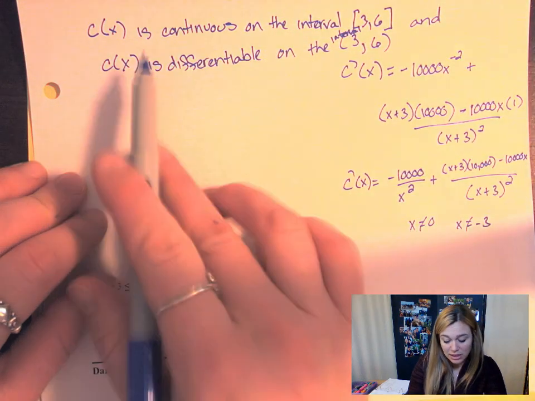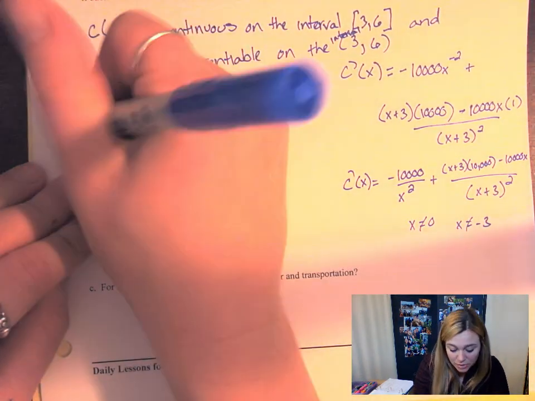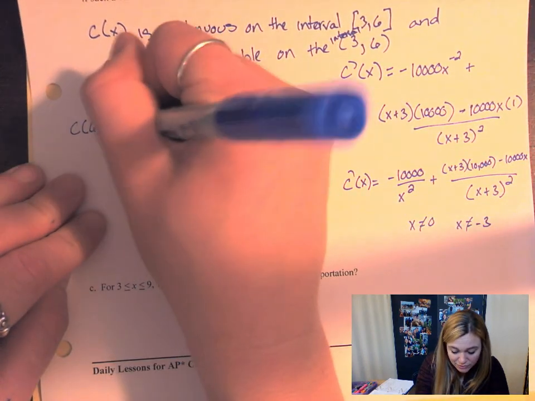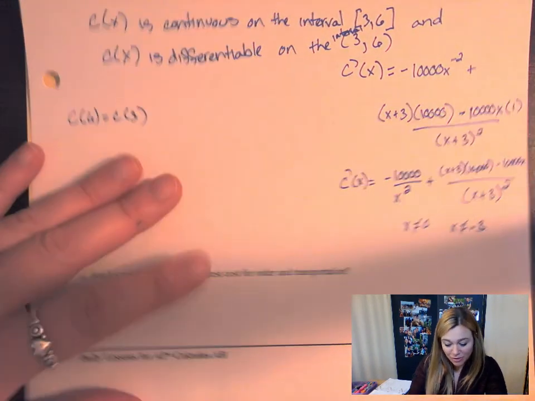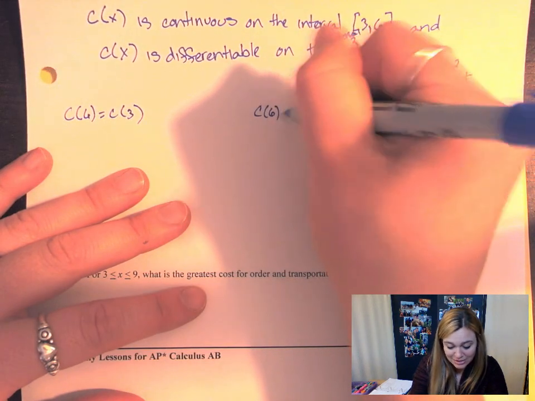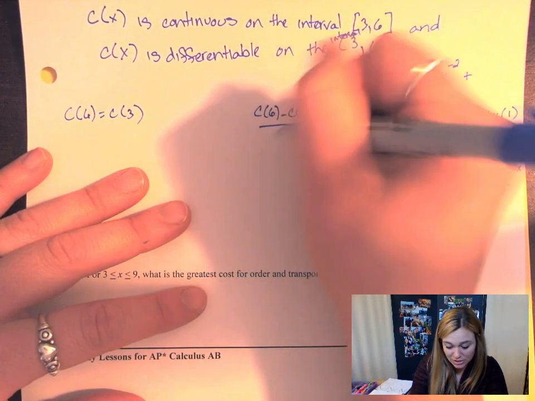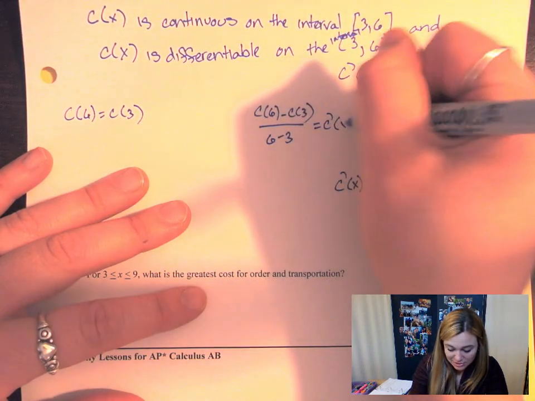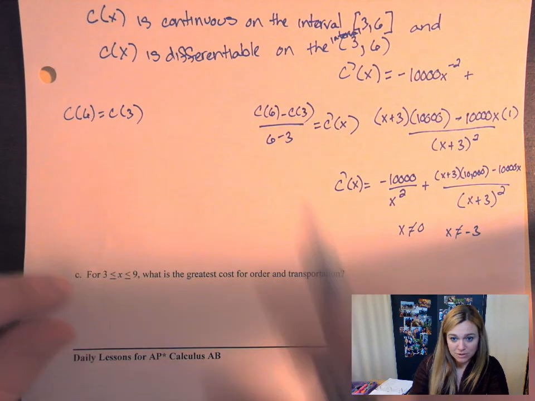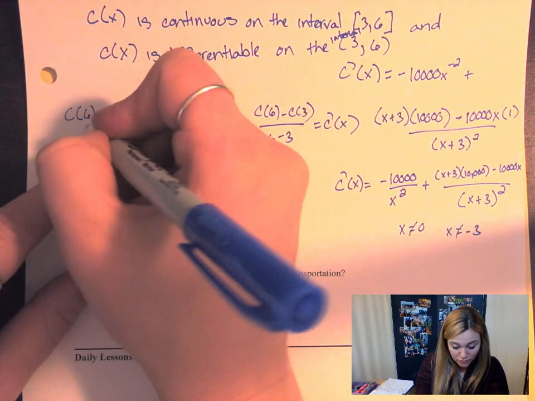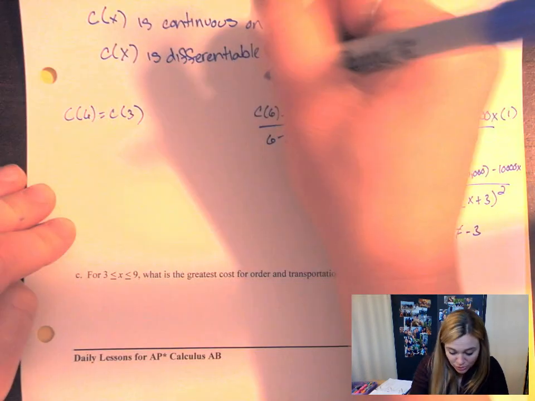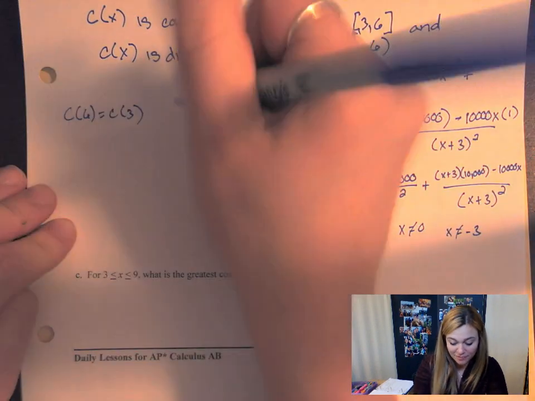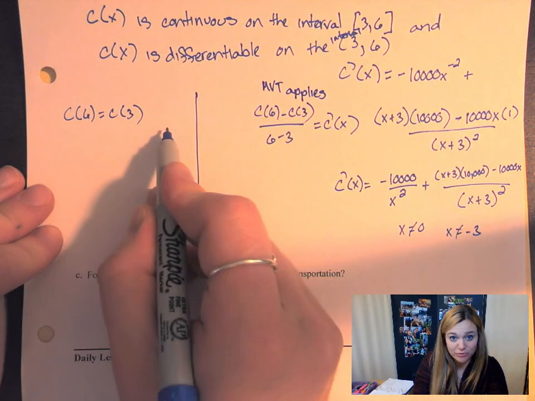If you're doing Rolle's, you would still use continuous and differentiable, but you'd have to say something about c of 6 being equal to c of 3. If you're doing mean value theorem, you'd have to start right away and just say c of 6 minus c of 3 over 6 minus 3 would be equal to c prime of x. So if you're using mean value theorem, this one, you can automatically say MVT applies and then begin work. This one, you have to say this first before Rolle's can be applied.